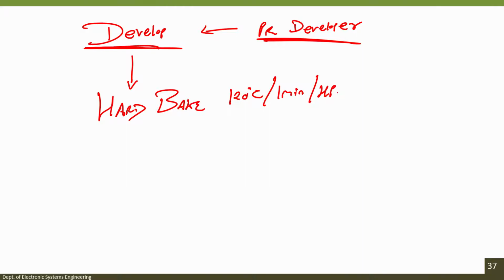1 minute hot plate at 120, then hard bake, and the process is over. All right. So, these are the steps. Now, let us understand the same example. What will happen if I use this bright field mask with positive photoresist and negative photoresist?